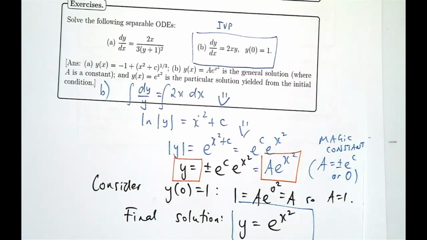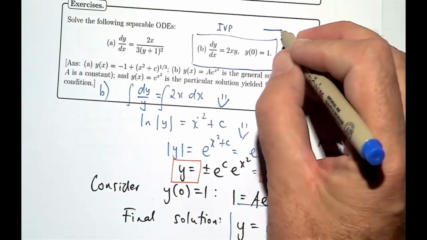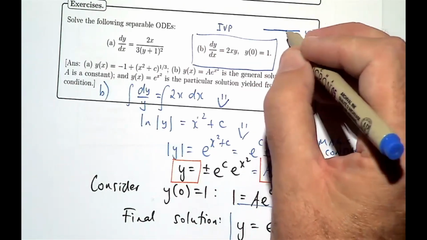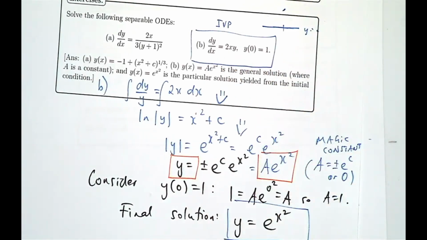So let's draw a picture. Yes, y equals 0 is a solution. That's the 0, right? y equals 0 in the plane. But at this point, it's 1. So how can it be 0 and 1 at the same point? It can't, right? Because it's just a horizontal graph. But the initial condition is saying at x equals 0, it's 1. It's not 0. Can't do it.